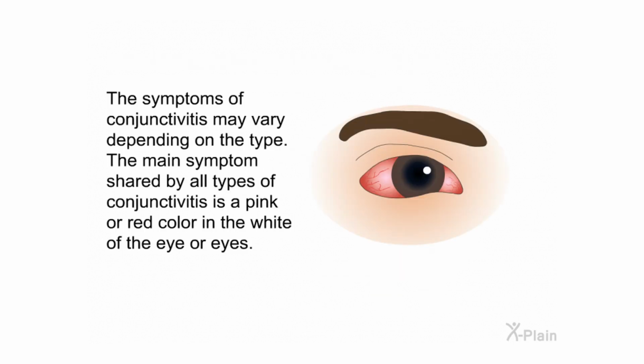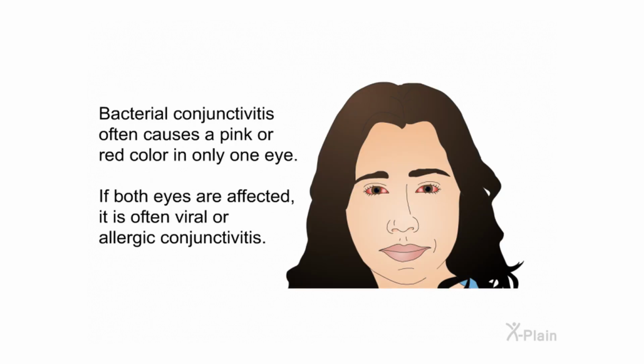Symptoms. The symptoms of conjunctivitis may vary depending on the type. The main symptom shared by all types of conjunctivitis is a pink or red color in the white of the eye or eyes. Bacterial conjunctivitis often causes a pink or red color in only one eye. If both eyes are affected, it is often viral or allergic conjunctivitis.